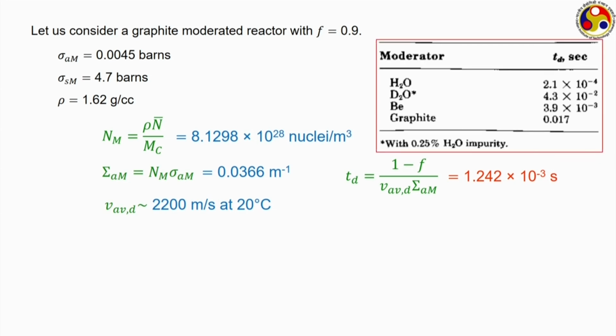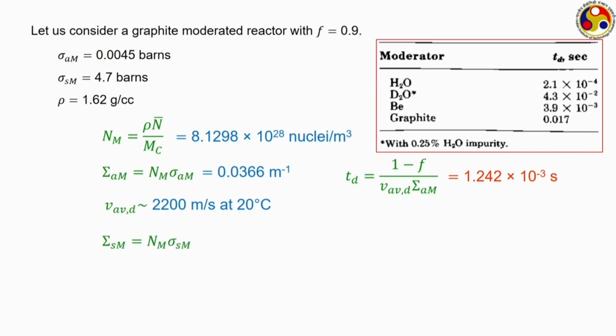Now, let us calculate. These are the typical diffusion times for some common moderators, whereas it is just of the order of 10 to the minus 2 for D2O with 0.25% of impurity. It is only 10 to the minus 4 compared to water. So, the rate of the diffusion process depends on the nature of the moderator itself.